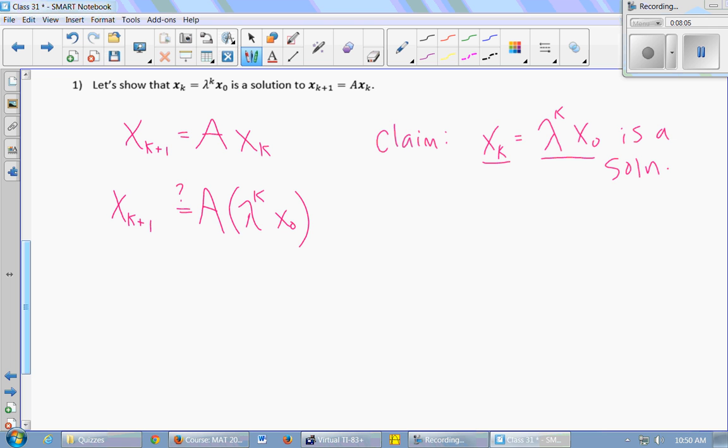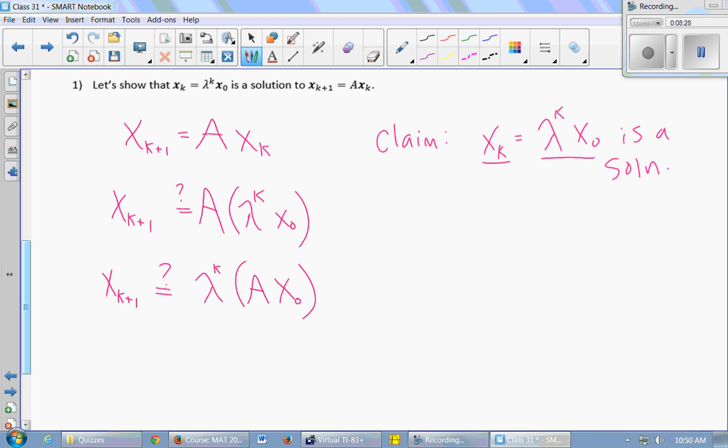Okay, so I'm trying to show that these two are the same. So I can switch the order here. X to the k is just a scalar, so you can put scalars wherever you want. So this is lambda to the k times A x naught.